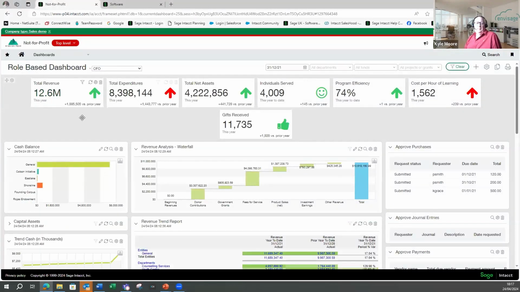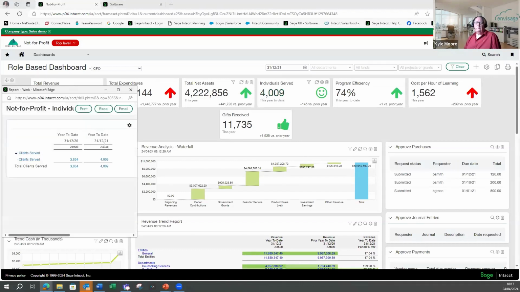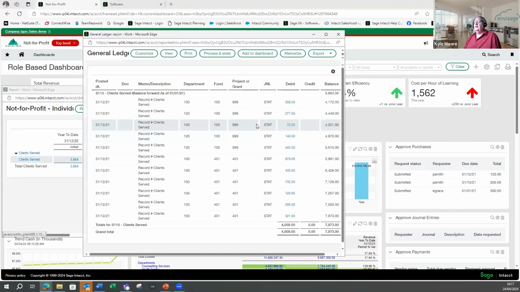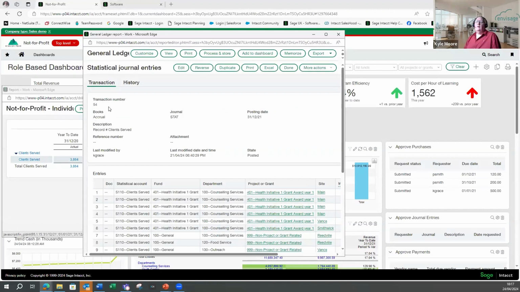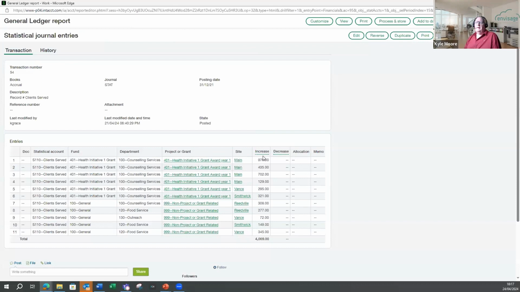So that's a performance card for a monetary value, which we can drill into. But there's also a lovely function within the performance cards and within the system of Intacct for looking at statistical information. We can use this for statistical journals. So we can go into the journal and drill down again to see how many records or clients have been served. And if we look at this, we're talking about increases and decreases, not monetary value.